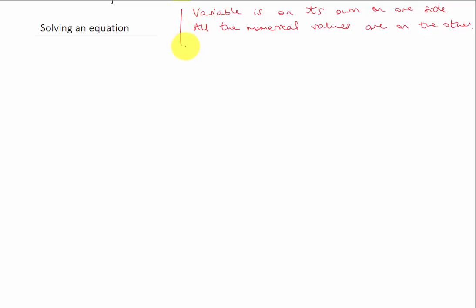And here we're going to talk about the simplest examples of solving an equation. So what do I mean by that? I mean that all the variables, so the variable is on its own on one side of the equation, and all the numerical values are on the other. And to do that, we need to follow our rules.